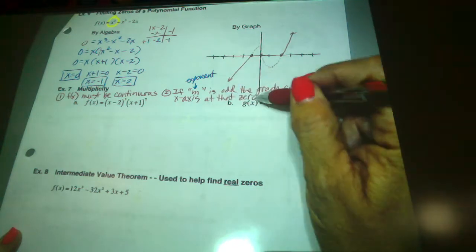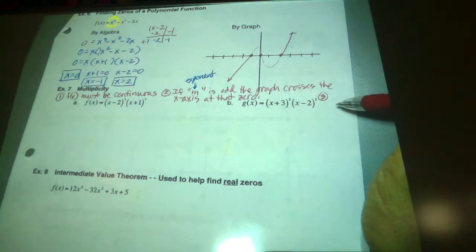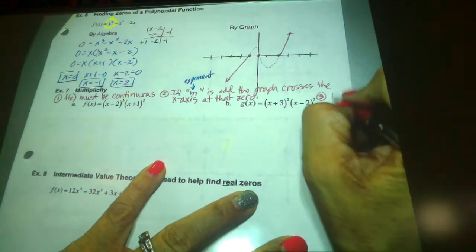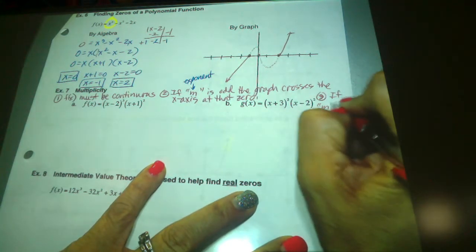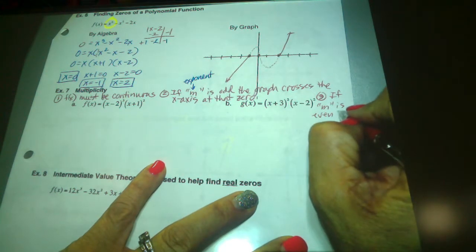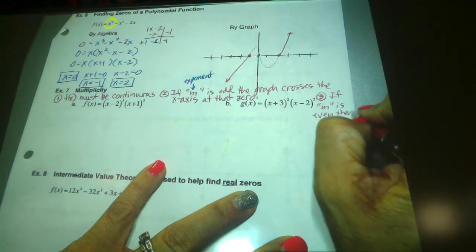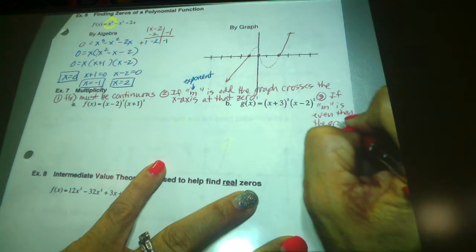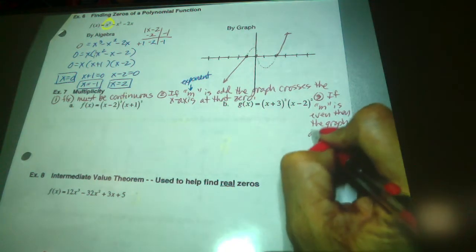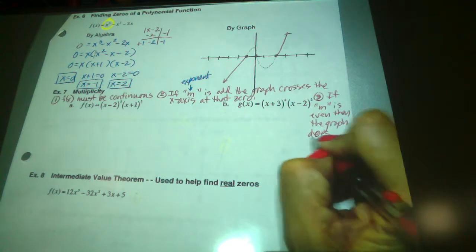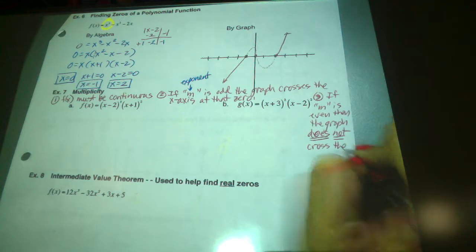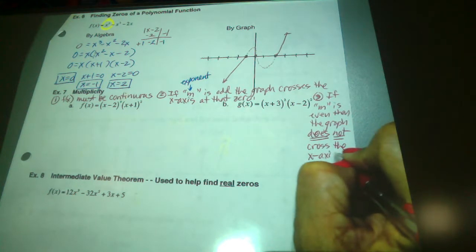So if it's odd, it goes through. If it's even, what do you think? It just touches it. So you're going to have to squeeze this down here. So if m is even, then the graph does not cross the x-axis at that 0.